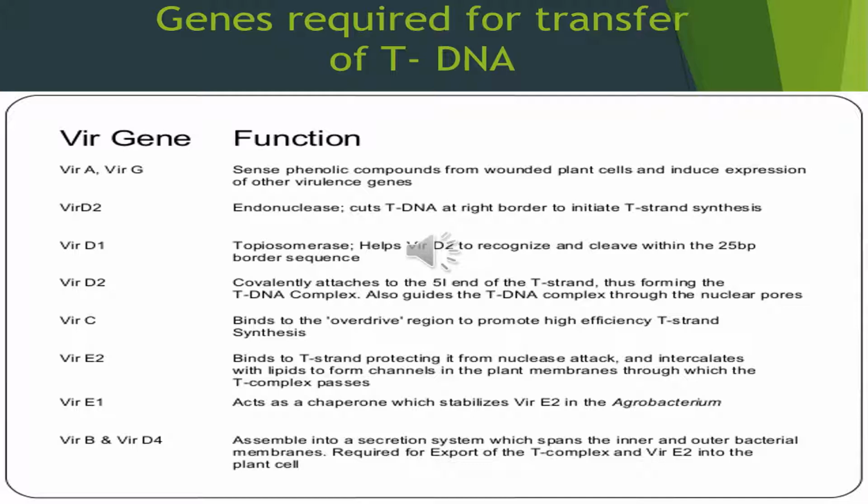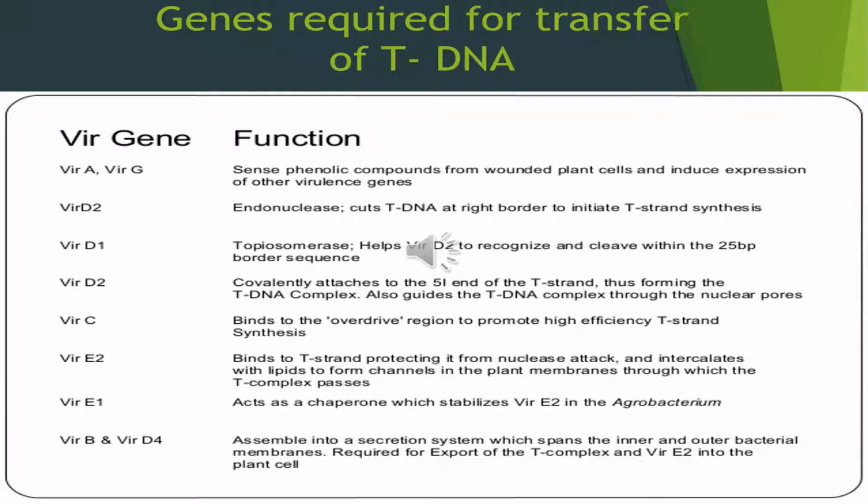Next gene is VIR-E and VIR-E2. This gene is used to protect the tDNA against nuclease and target the tDNA to the plant cell. It acts as a single stranded binding protein also. The next gene is VIR-C. It is used to stimulate the transfer and bind to the overdrive region to promote the high efficiency of tDNA synthesis. The next gene VIR-B and D4 is used mainly to form the pore channel.